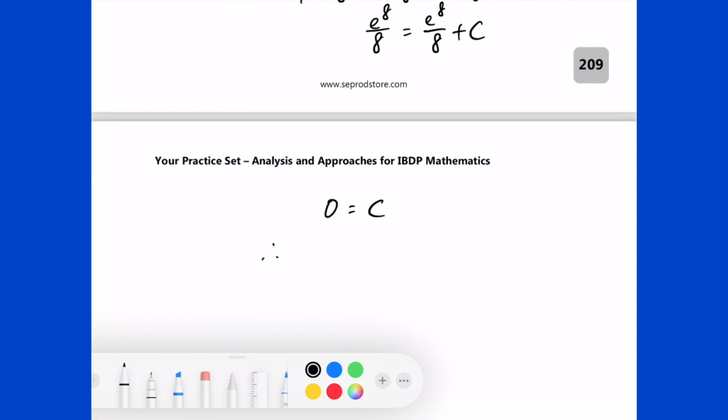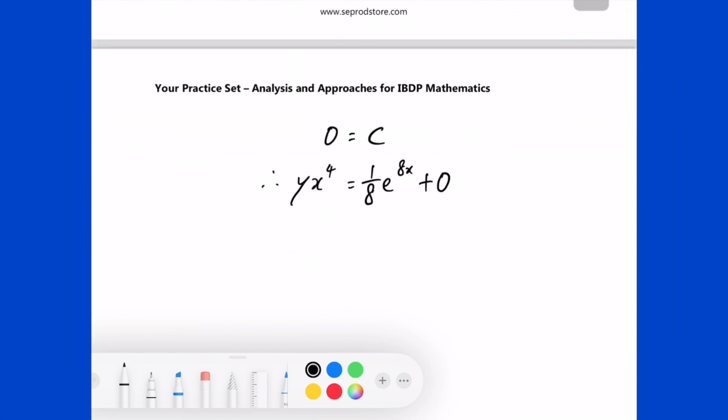Then the expression becomes y times x to the power 4 equals 1 over 8 times e to the power of 8x plus 0. And then dividing by x to the power 4 for both sides, we get this conclusion: y equals e to the power of 8x divided by 8x to the power 4.